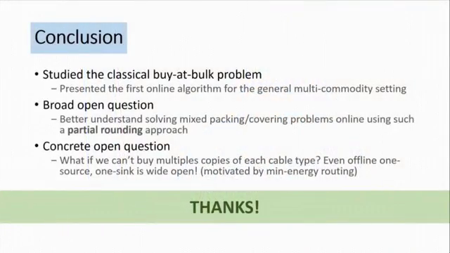To conclude, we studied this online buy-at-bulk problem, and there are two open questions. One is a very broad, loose open question, and one is a very concrete open question. The loose open question is, where else can we use such a partial rounding approach, where I only partially round certain variables, keep certain other variables not rounded, and then do something with it. The concrete open question is, here I could allow buying multiple cables, so I could buy the same cable many times. There are certain applications where I cannot buy the same cable many times, so each cable can be bought only once. And even offline, with one source and one sink, that problem is wide open.